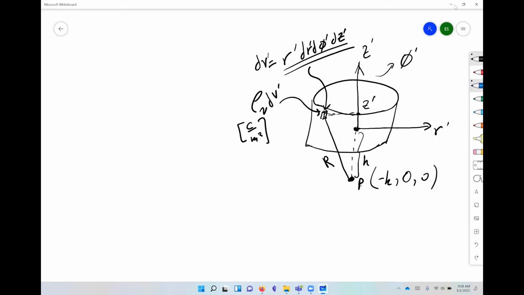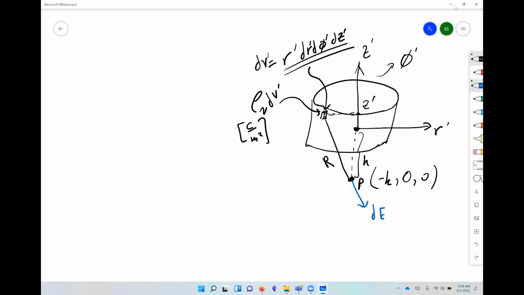And then the field is going to be dE. Can you now see my screen? I thought they were able to see my screen always. Anyway, probably a laggy interface, right?